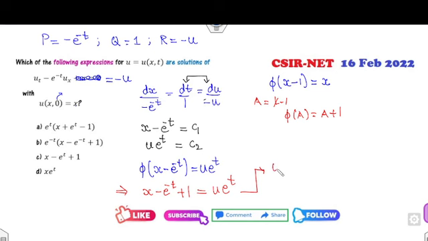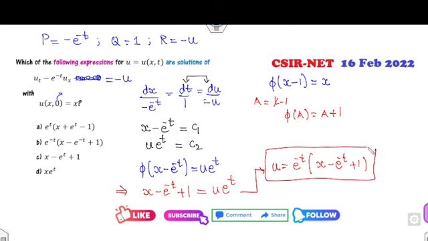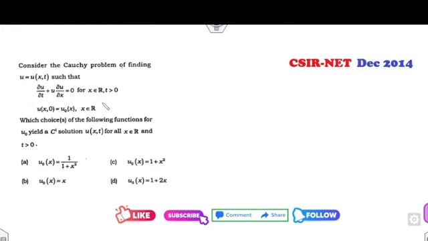Can you find the value of u from this? u equals e raised to power minus t times x minus e raised to power minus t plus 1 is the right answer of this problem. So the last option is cancelled, because I need e raised to power minus t also. This is a wrong option. B is my correct answer for this problem.